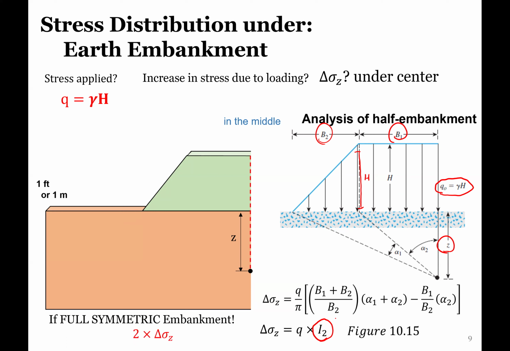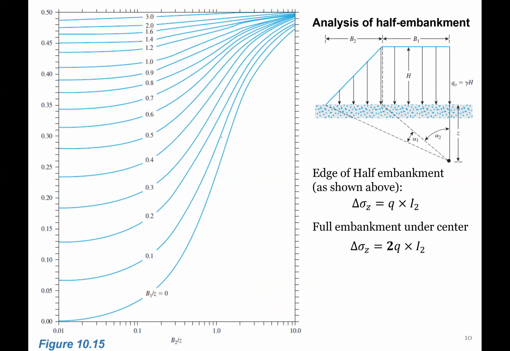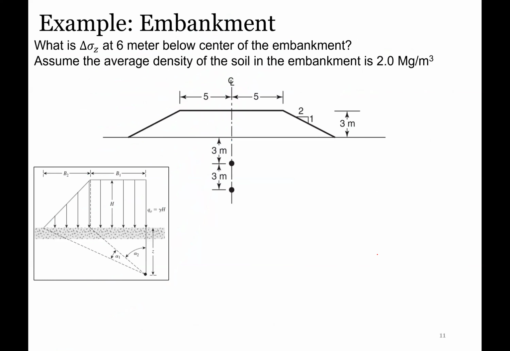So for a full symmetric embankment, if this is in the middle, then this increase of stress, again, is only due to half of the embankment. So if we had another half of the embankment on the other side, then we'd have to multiply this by 2 to get the total embankment increase of stress. So this is that beautiful table here. Remember, this is an important note: the edge or half of the embankment is going to be q times I2. If you want the full embankment under the center, then that's going to be delta sigma z equals 2q times I2. So same influence factor here, you just multiply it by 2.